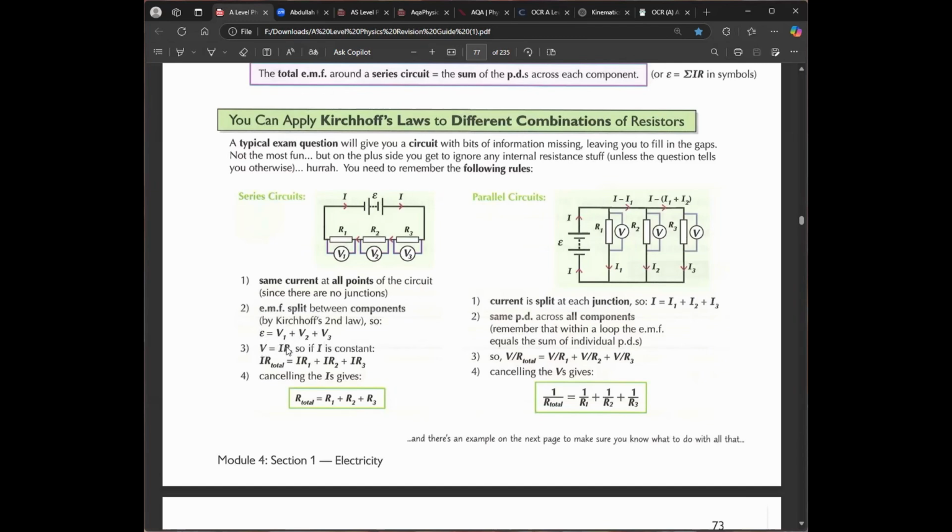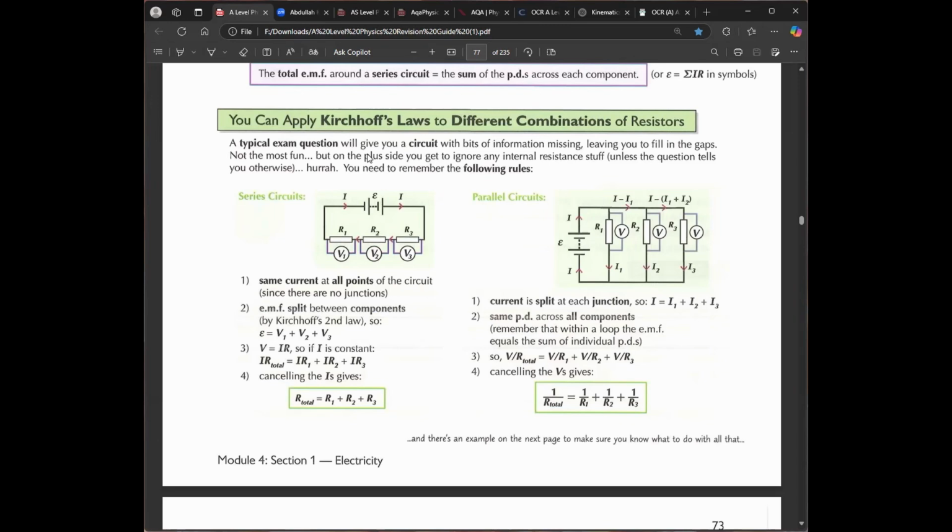And you know V is equal to IR. You can write it in this form: IR total is equal to IR1 plus IR2 plus IR3. Obviously, in series, you know that the current remains the same. Same current flows through everything, because obviously, what is current? Current is the flow of charge, right?